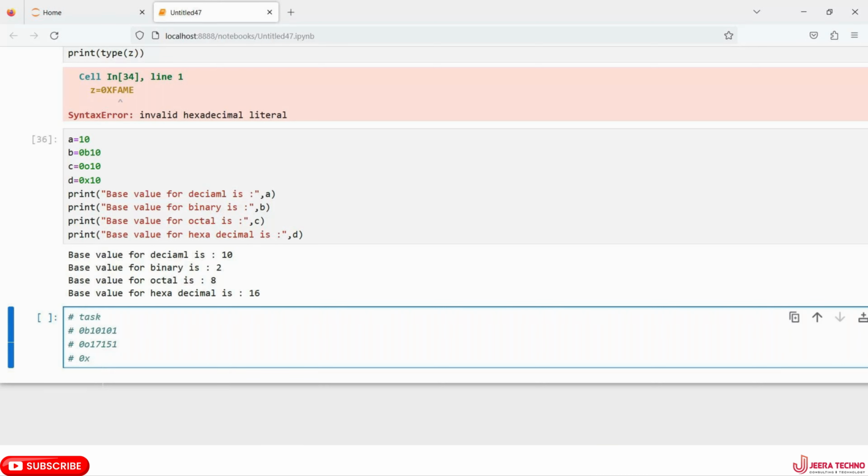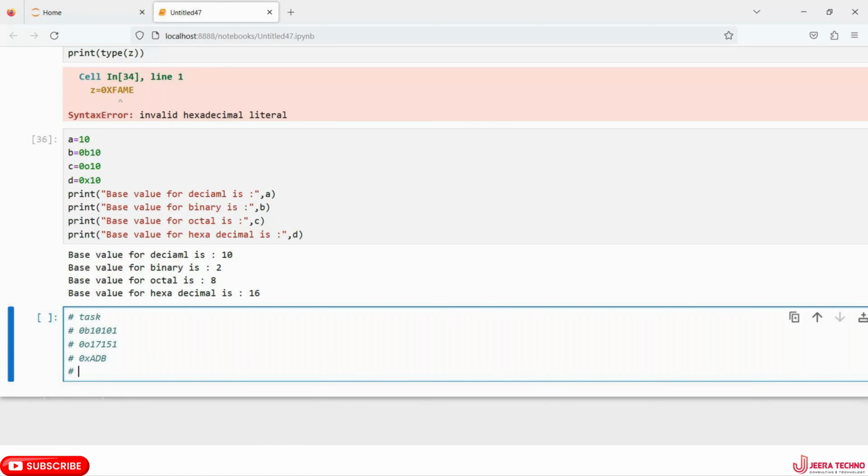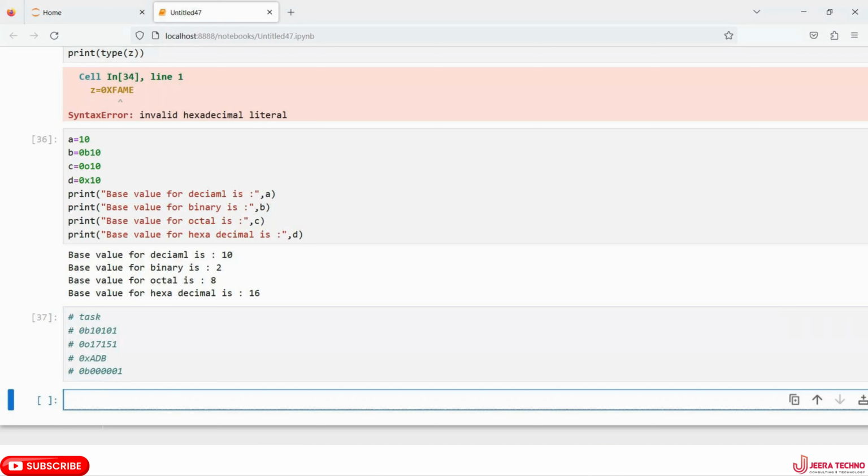Okay, hexadecimal value, that is A, D, B, and you can do 0B 0001. Okay, this is how you can do the calculations. Try your own example.